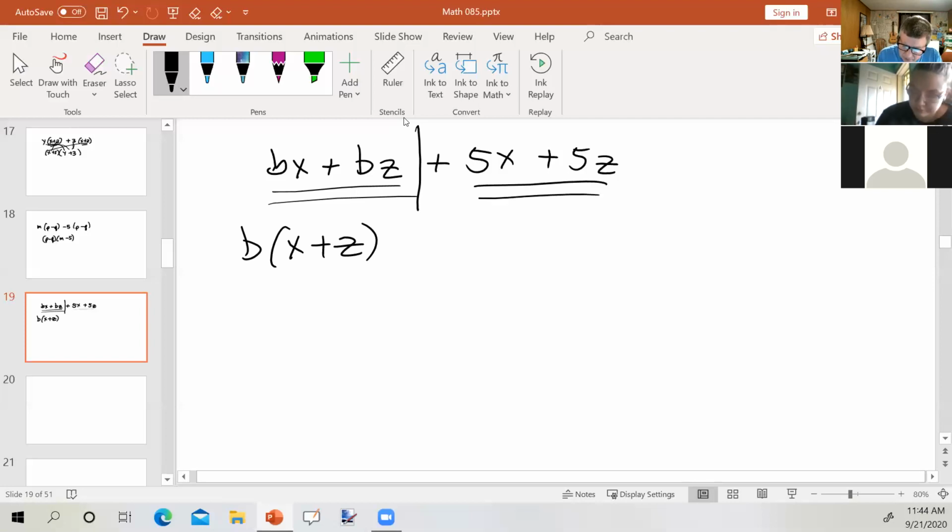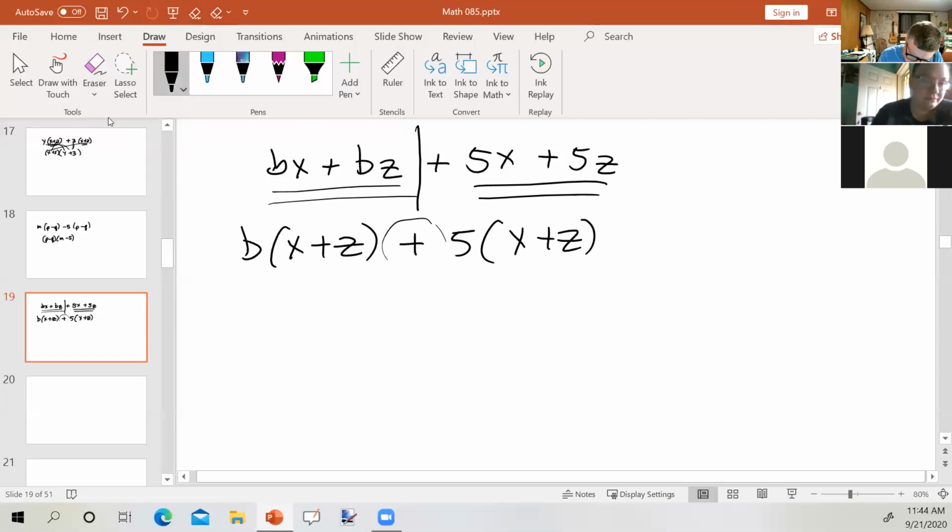Let's take a look at the second group. The greatest common factor there is a 5 with the leftovers of x plus z. But I need to put a sign in here, which would be a plus sign, to get plus 5x plus 5z. Okay.